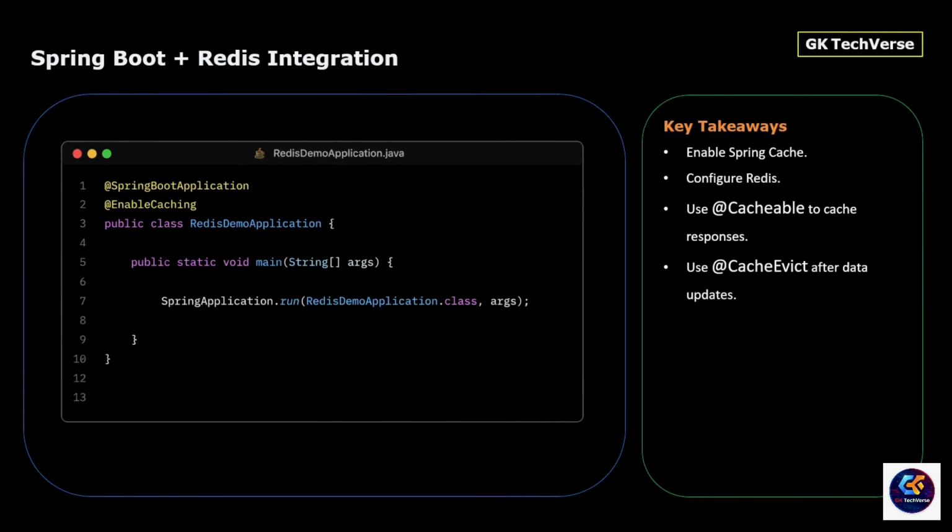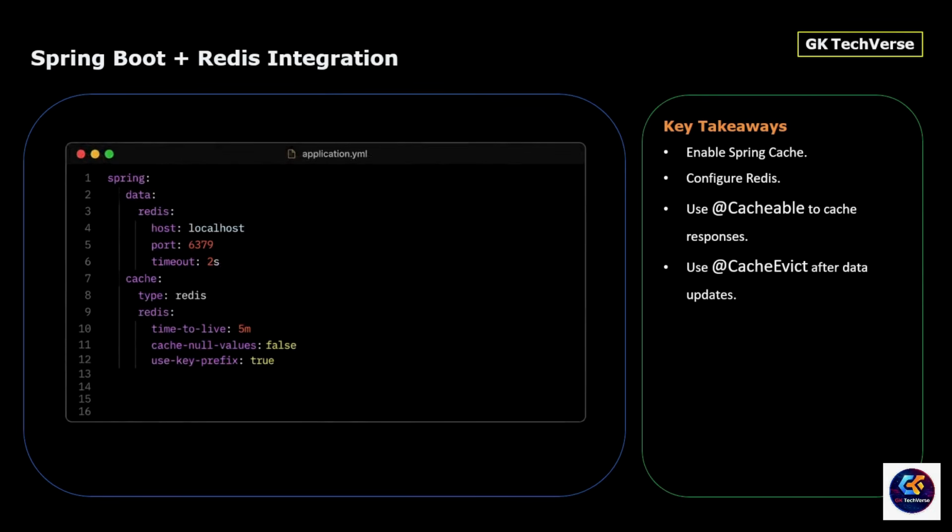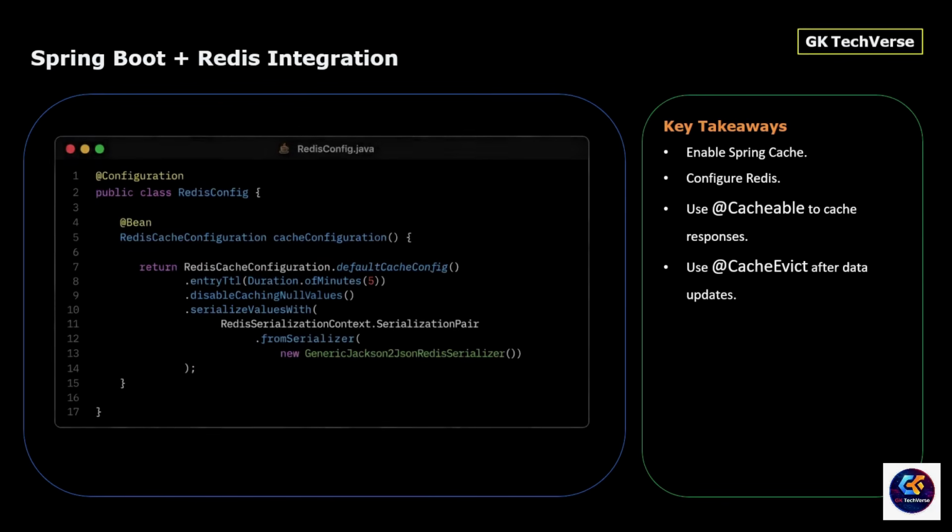Now let's configure Redis. Here we configure the Redis connection and define Redis as the cache provider. We also configure a default TTL of 5 minutes. Next, let's customize how values are stored. This configuration defines the default TTL, disables caching null values, and stores Java objects as JSON.